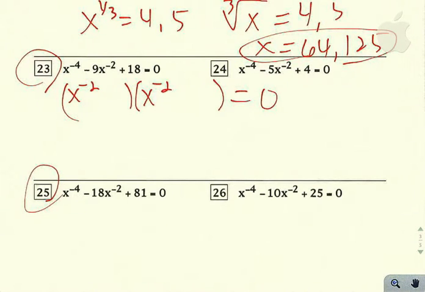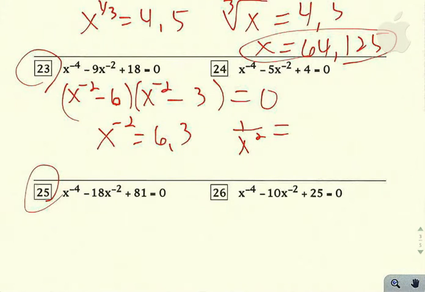And the two numbers that work here would be minus 6 and minus 3. So x to the minus 2 is 6 or 3. X to the minus 2 is 1 over x squared. So x squared then would be 1/6 and 1/3.